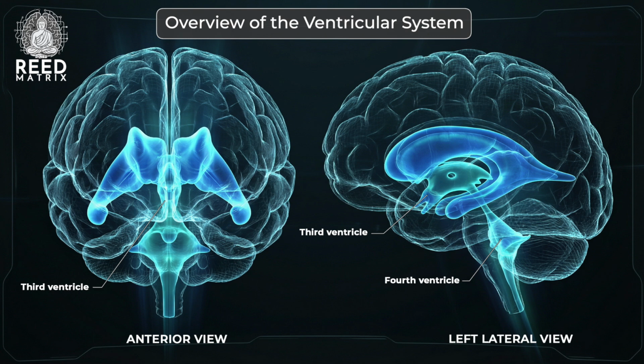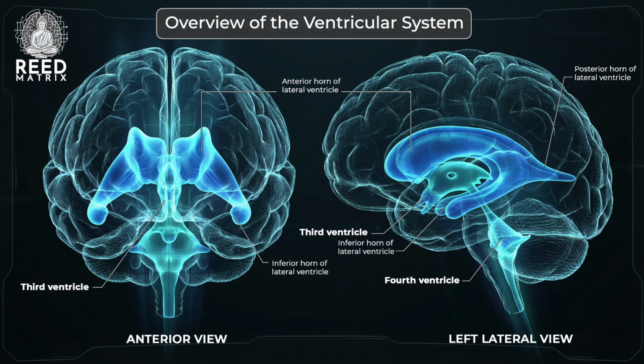Each lateral ventricle has three major extensions: an anterior horn located in the frontal lobe, a posterior horn extending into the occipital lobe, and an inferior horn which reaches into the temporal lobe. The two lateral ventricles communicate with the third ventricle through the interventricular foramina, also known as the foramina of Monro. The third ventricle lies between the two thalami.